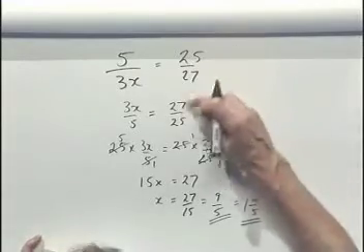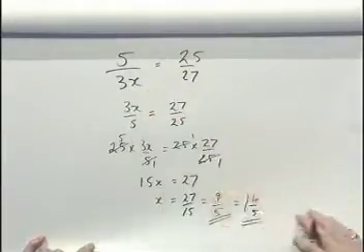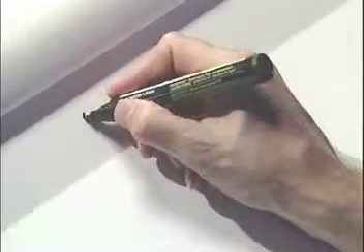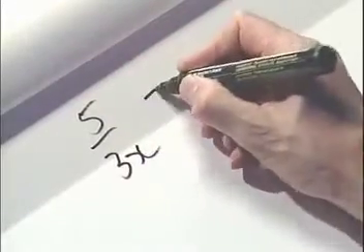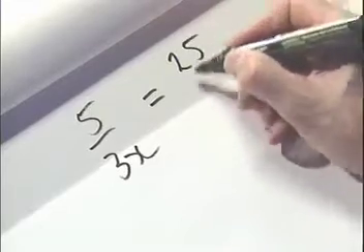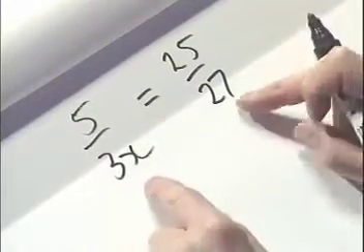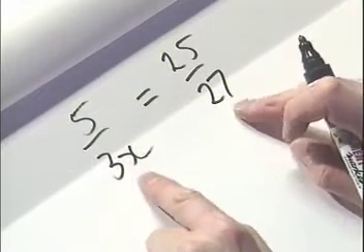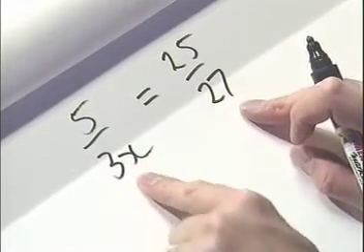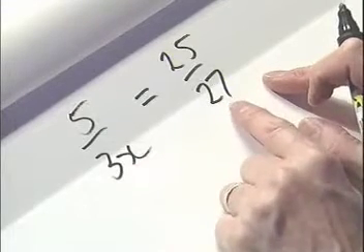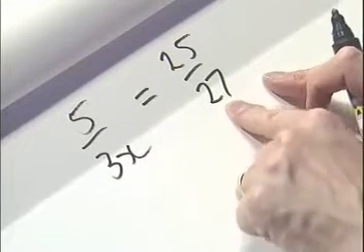Now, some of you may not like what I did there when I flipped it over. And you might want to think, well, how would I do it if I had to start from there? So let's tackle that in another way. So again, 5 over 3x is equal to 25 over 27. And this time, we're not going to flip it over. Let's look for a common denominator here between these two. So we want something that 3x will divide into exactly and something that 27 will divide into exactly.